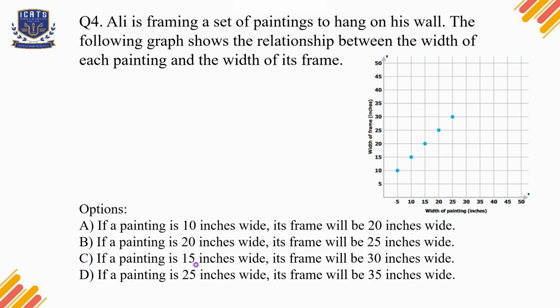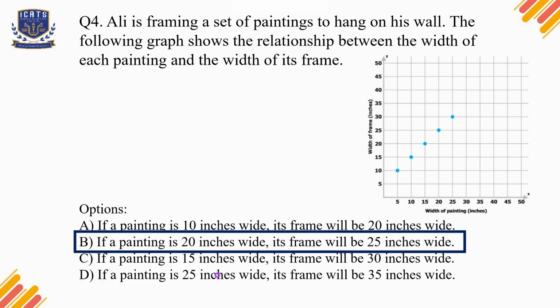Option C is if a painting is 15 inches wide, its frame will be 30 inches wide. So here we can see if a painting is 15 inches wide, its frame is 20 inches wide, not 30. And the last option is if a painting is 25 inches wide, its frame will be 35 inches wide. But according to the graph, if a painting is 25 inches wide, its frame is 30 inches wide, not 35 inches wide. So that's why we can say option D is also incorrect. We will select option B here, which is the correct option.